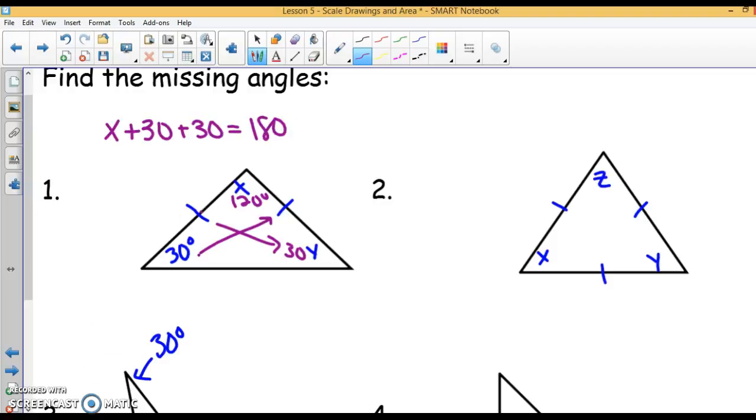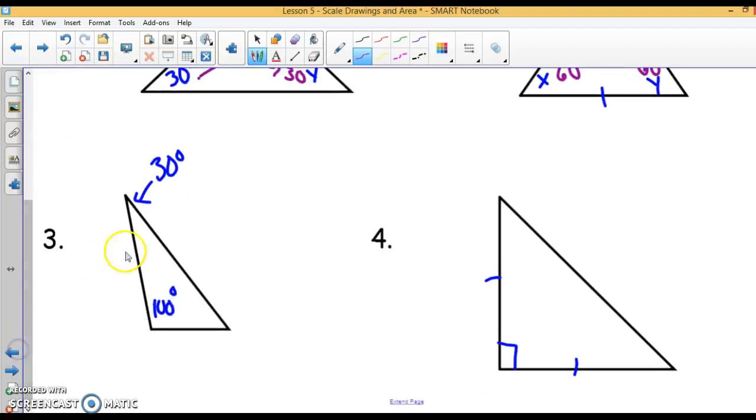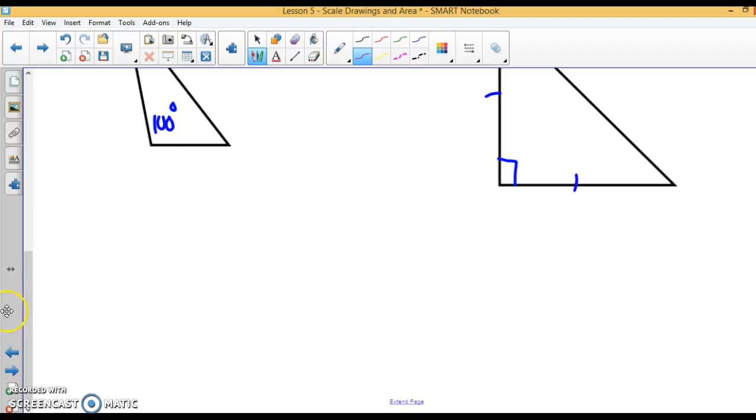All right, here we go. This is an equilateral triangle. All 3 equal sides, which means 3 equal angles. 60, 60, 60. That's the only way they can be equal. Okay, pause and do these two.